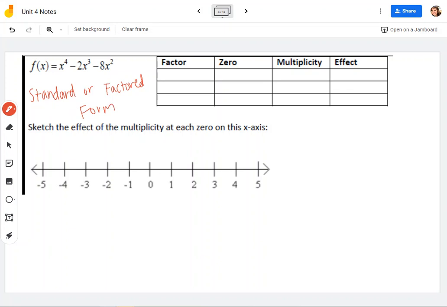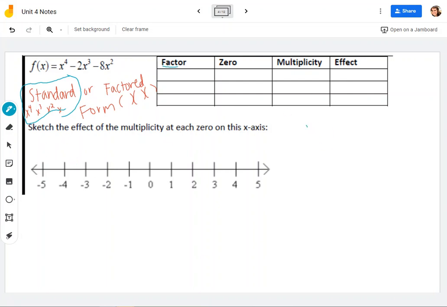Standard form, we'll remember, is when we see x to the fourth, x cubed, x squared, all the different parts in descending order. Whereas factored form is when we see all these little groups in parentheses. So looking at what we are given here, this is a standard form. So we don't know what these factors are yet, which means we need to factor it.